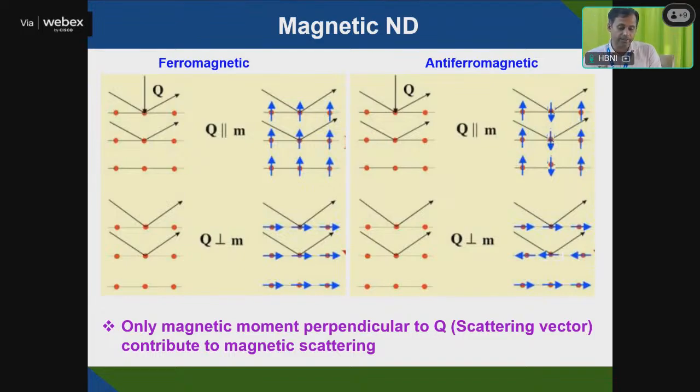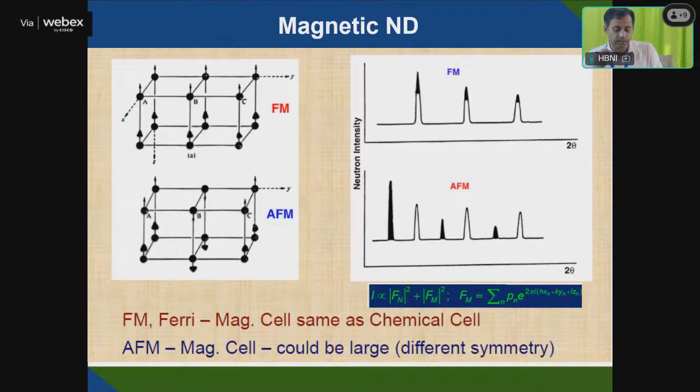Similarly, for magnetic samples, which are ferromagnetic, paramagnetic or antiferromagnetic: in ferromagnetic samples, the moments are ordered in one direction along the applied field. In antiferromagnetic samples, they are oppositely aligned. Only the magnetic moment perpendicular to the Q vector, as I told, gives magnetic scattering in both cases. If you take an antiferromagnetic or ferromagnetic material, the magnetic moments perpendicular to the scattering vector give the magnetic scattering, so you get additional information.